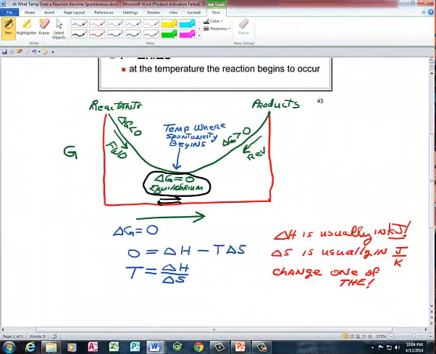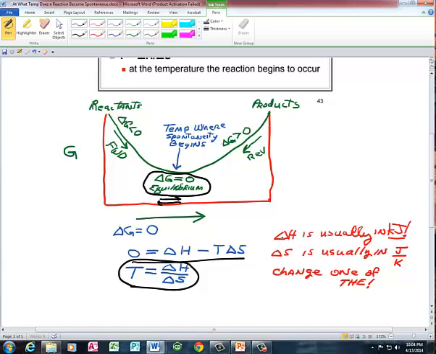If we use our delta G equation, delta G equals delta H minus T delta S, and we understand that the reaction will become spontaneous at equilibrium, that's the beginnings of spontaneity for a reaction, we can solve for temperature. And if we solve this equation for temperature, we get T, the temperature at which the reaction becomes spontaneous, is equal to delta H divided by delta S, the change in enthalpy divided by the change in entropy.